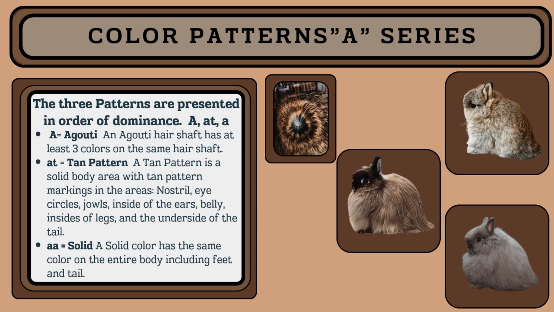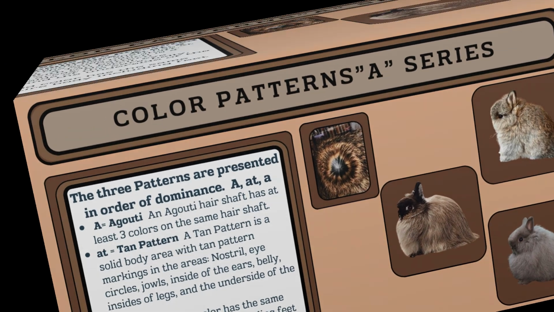The three patterns are presented in order of dominance: capital A, lowercase a^t, and lowercase a. Capital A equals agouti. An agouti hair shaft has at least three colors on the same hair shaft. Lowercase a^t equals the tan pattern. A tan pattern is a solid body area with tan pattern markings in the areas of the nostril, eye circles, jowls, inside of the ears, belly, inside of the legs, and the underside of the tail. Lowercase aa equals a solid. A solid color has the same color on the entire body, including feet and tail.